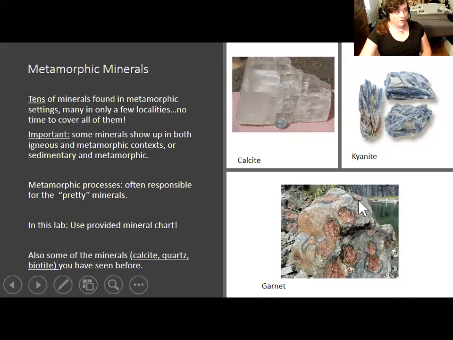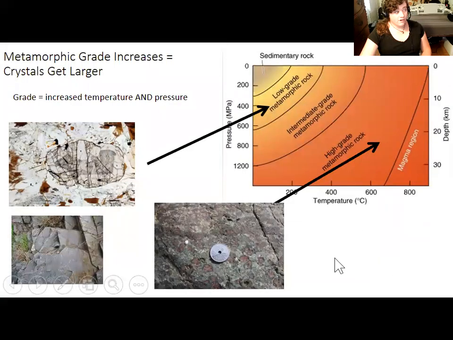So earlier, you all pointed out that the crystals get bigger as you go from low grade to high grade, and that is indeed true. One cool thing here is that this is slate, which is a very low-grade metamorphic rock that forms from shale, basically once it gets buried just deep enough to metamorphose, but not deep enough to really experience a lot of change.